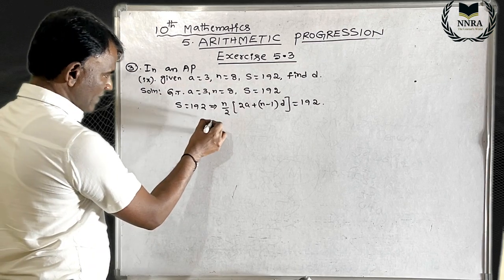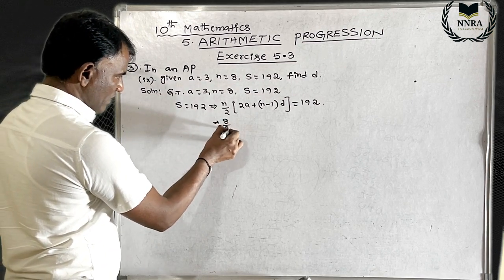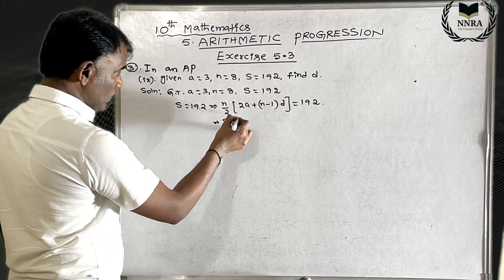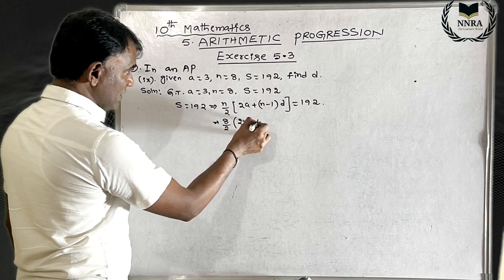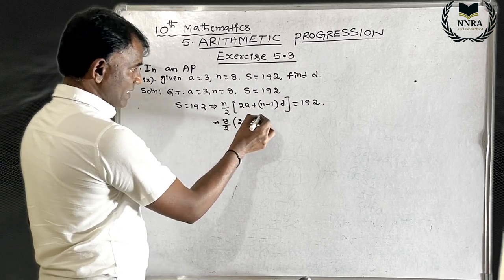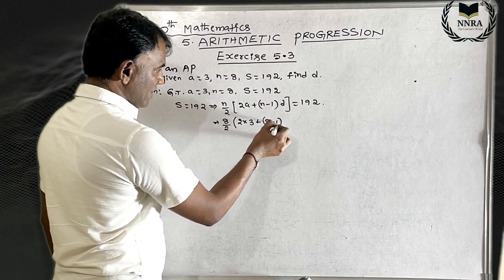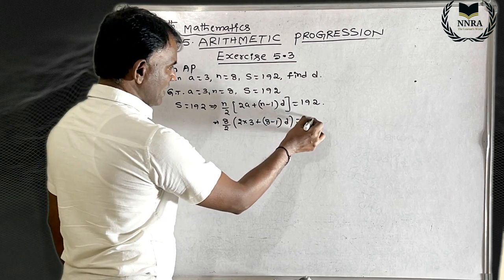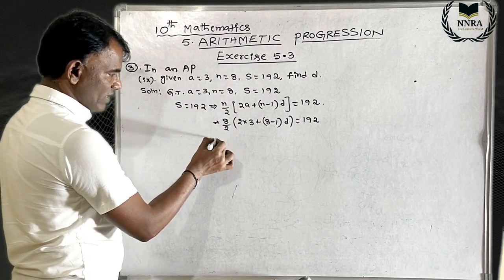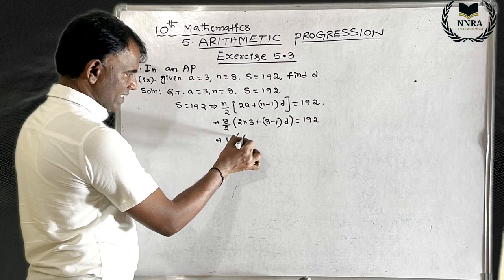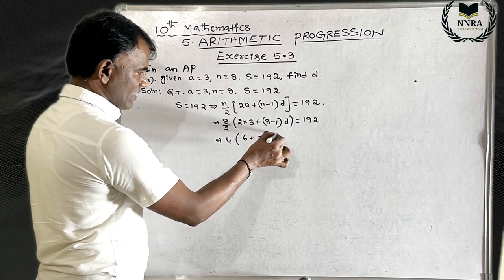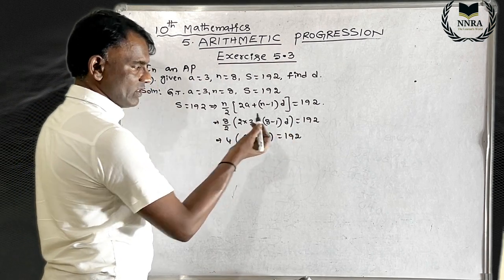Now n value is given, how much? 8. So 8 by 2, then 2a, 2 into 3, n minus 1, what is that? 8 minus 1 into d equal to 192. So it is 4, right? So 4 into 6 plus 7d equal to 192.